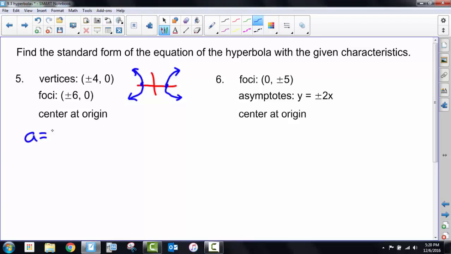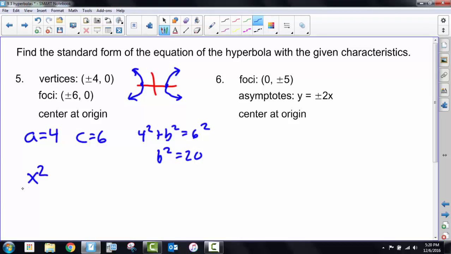The other thing I need to do is figure out that b value. I know a is 4, I know c is 6, so 4 squared plus b squared would be 6 squared. So b squared is going to be 20, 36 minus 16, and when we think about standard form, I'm going to be all right just knowing b squared.